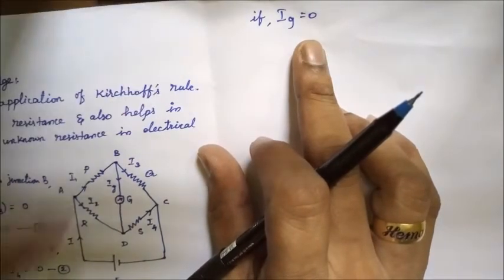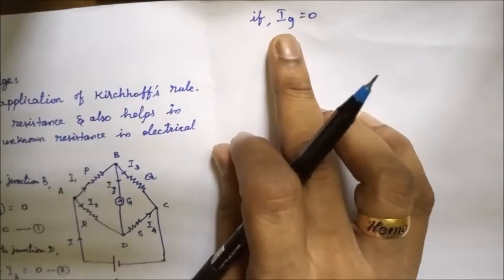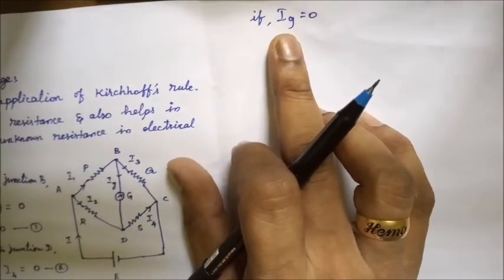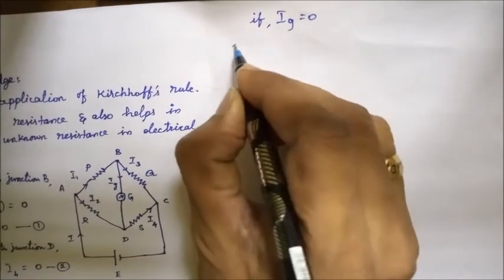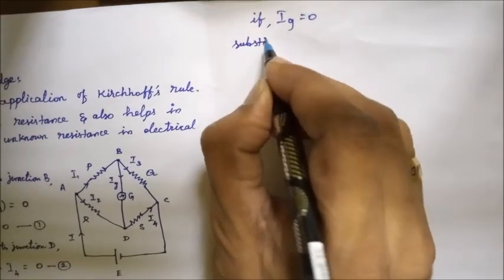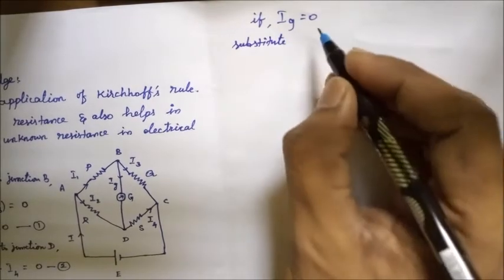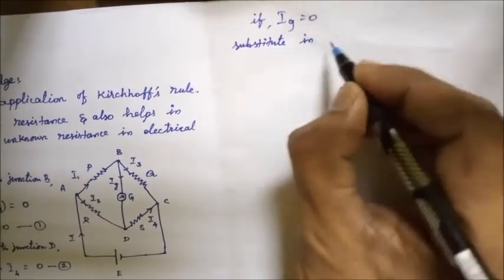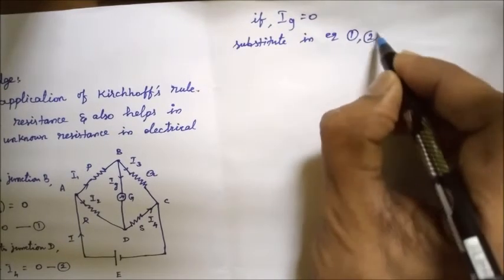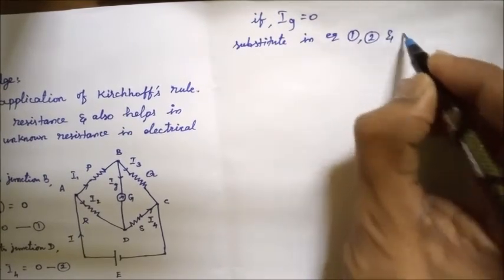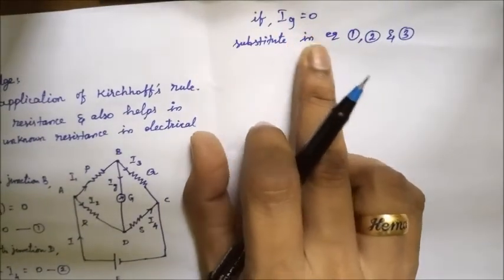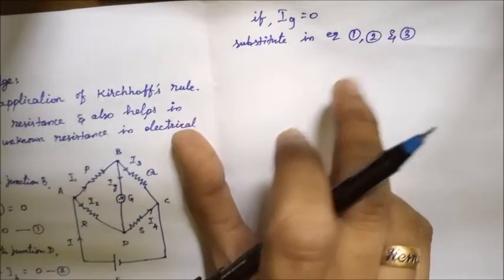Now this condition, Ig equal to 0, we have to apply, that is, substitute, in equations number 1, 2 and 3. So this condition Ig equal to 0 we apply in equations 1, 2 and 3.